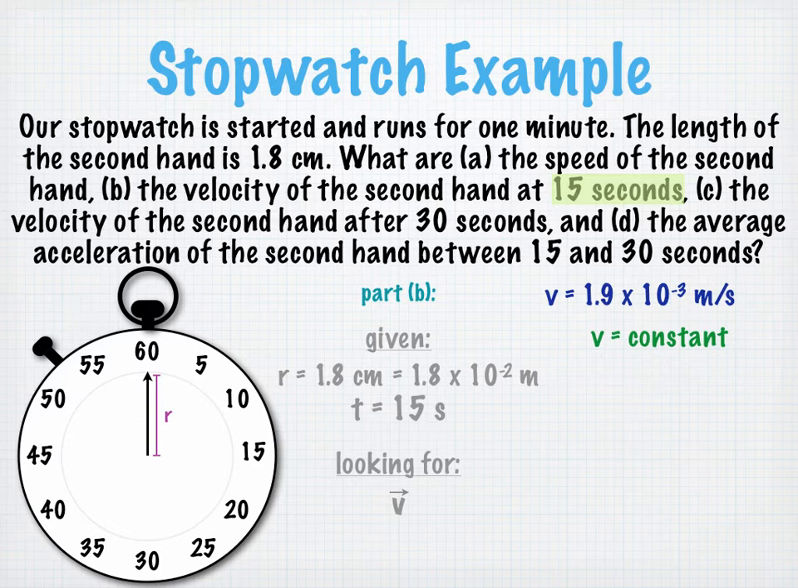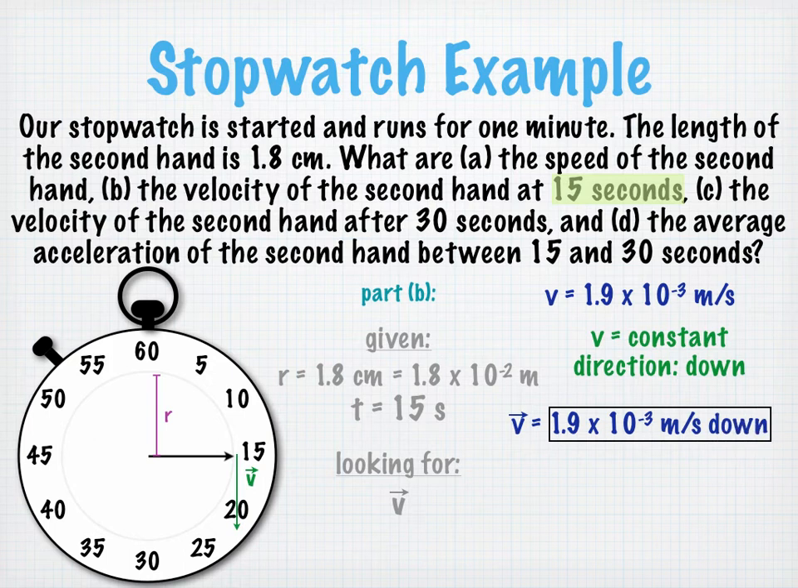The second hand is moving clockwise. At 15 seconds, what is the direction of the velocity of the second hand? The velocity is directed downward at 15 seconds because that's the direction that the second hand is moving at that time. So our answer for part B is 1.9 times 10 to the minus 3 meters per second downward.